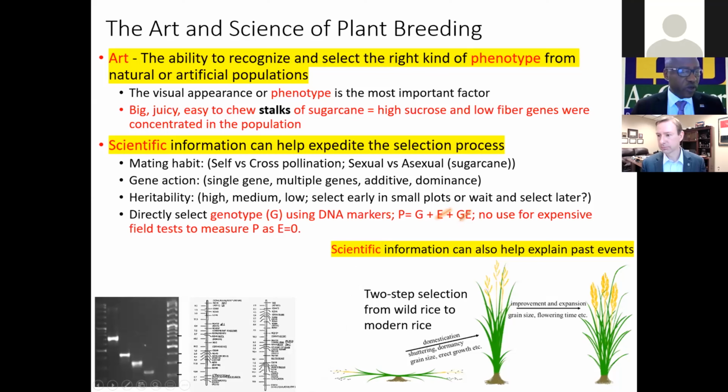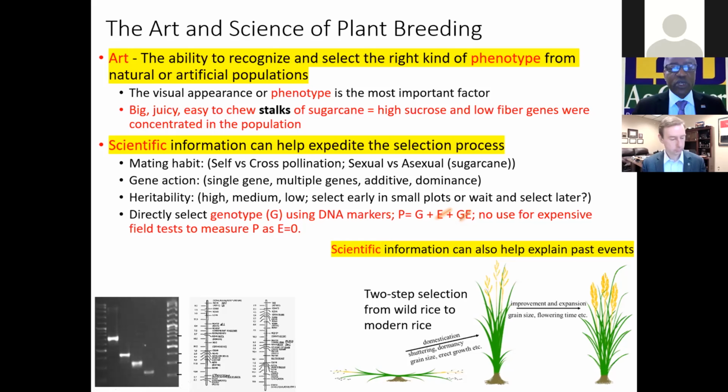Like I said before, again, plant breeding is as much an art as it is a science. The art comes from the ability to recognize and select the desirable plants. For example, early man probably selected big, juicy, and easy to chew stalks of sugarcane and inadvertently increased the frequency of genes for high sucrose and low fiber in the population. Today, with our knowledge of genetics, we use plant breeding to expedite the process.